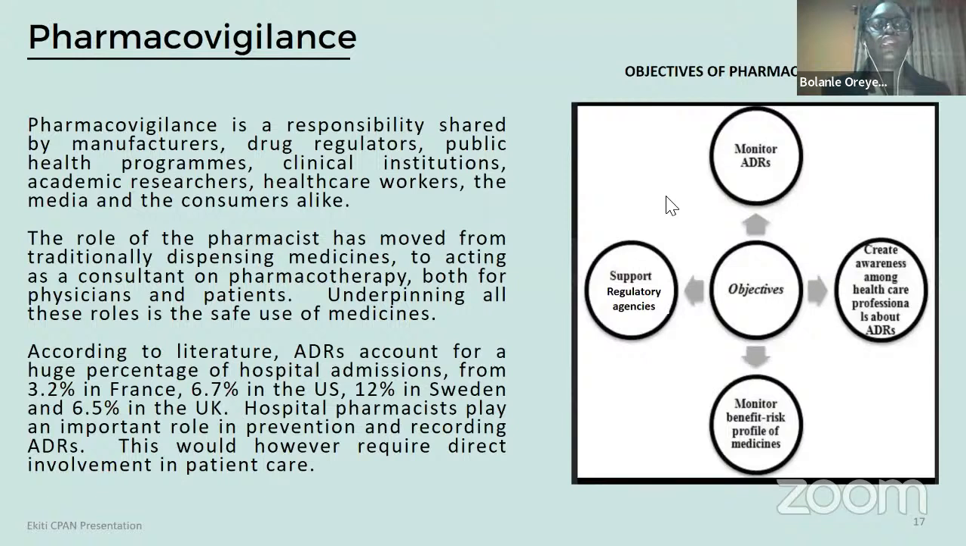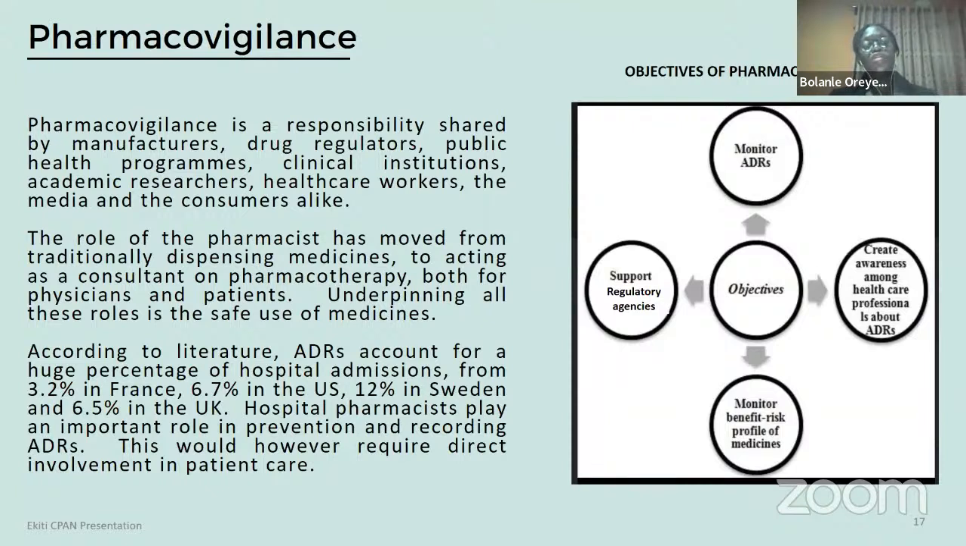Pharmacovigilance is a responsibility shared by manufacturers, drug regulators, public health programs, clinical institutions, academic researchers, healthcare workers, the media, and consumers alike. The role of the pharmacist has moved from traditionally dispensing medicine to acting as a consultant on pharmacotherapy, both for physicians and patients. Underpinning all of these roles is the safe use of medicine.